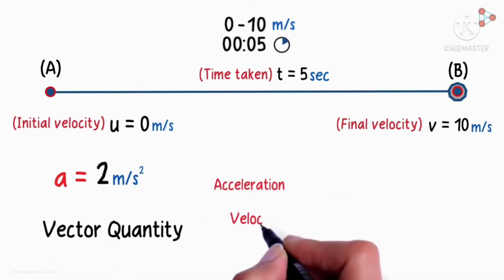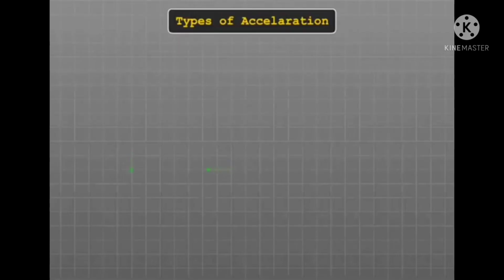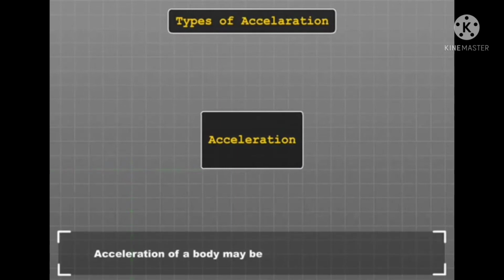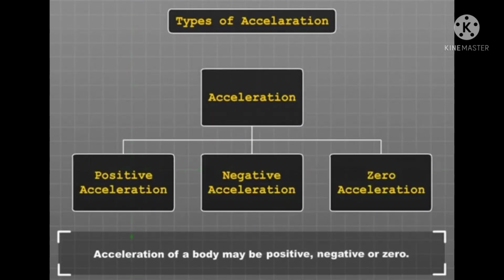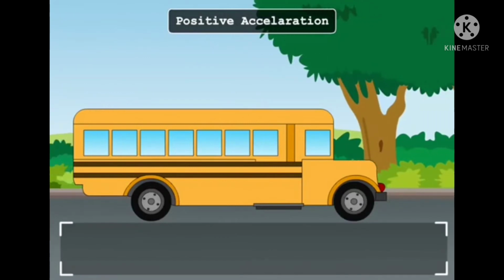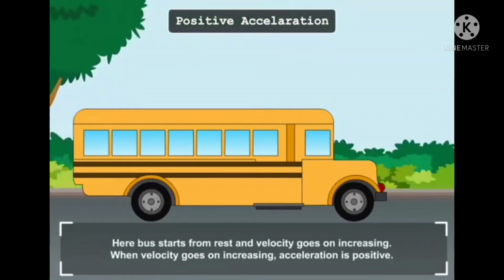So acceleration is a vector quantity, my dear children. Acceleration and velocity have the same direction. Remember all these points. Okay, children, we have types of acceleration: positive acceleration, negative acceleration, and also zero acceleration. First we will see positive acceleration.